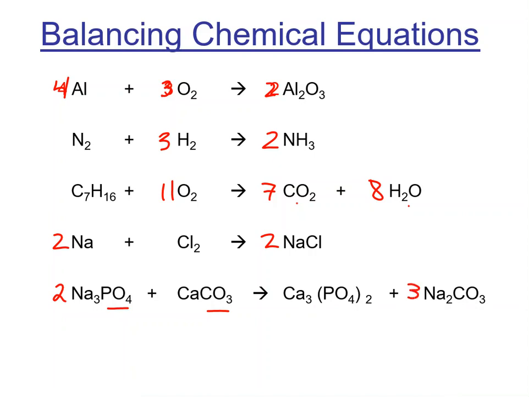That balances sodium. Now, when I look at this formula, I have the coefficient in front of sodium phosphate, so now I have 2 phosphate ions, which matches what I have over here. So now we're going to move on to calcium. Here I have 1 calcium, and here I have 3. So I have to put a coefficient of 3 in front of calcium carbonate, and that gives me 3 carbonate, which I have over there. So now we can go ahead and check: 6 total sodium, 6 total sodium, 2 phosphate ions, 2 phosphate ions, 3 calcium, and 3 carbonate, 3 carbonate.